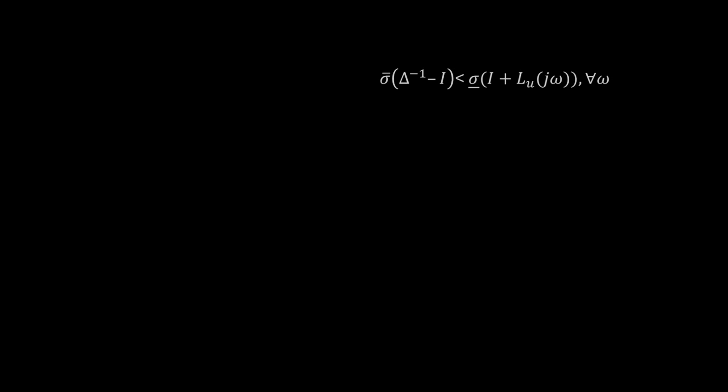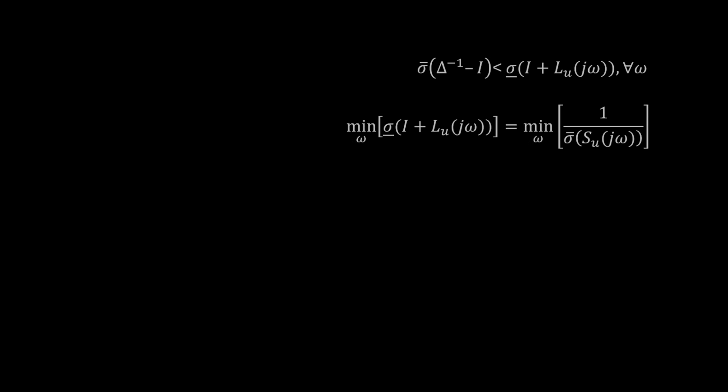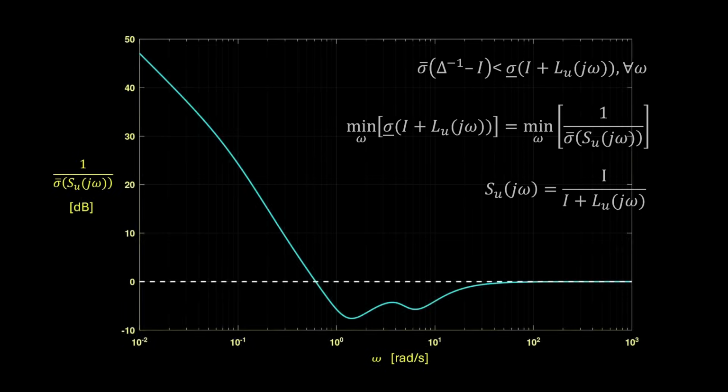The bound for the uncertainty on the right-hand side is the minimum singular value of the return difference transfer function. Using properties of singular values, this is equivalent to the minimum of 1 over the maximum singular value of the sensitivity transfer function. Evaluating this for our tuned control system, we obtain this plot where the minimum of 0.42 is easily identified. Therefore, we can guarantee closed-loop stability provided the uncertainty magnitude remains below 0.42.